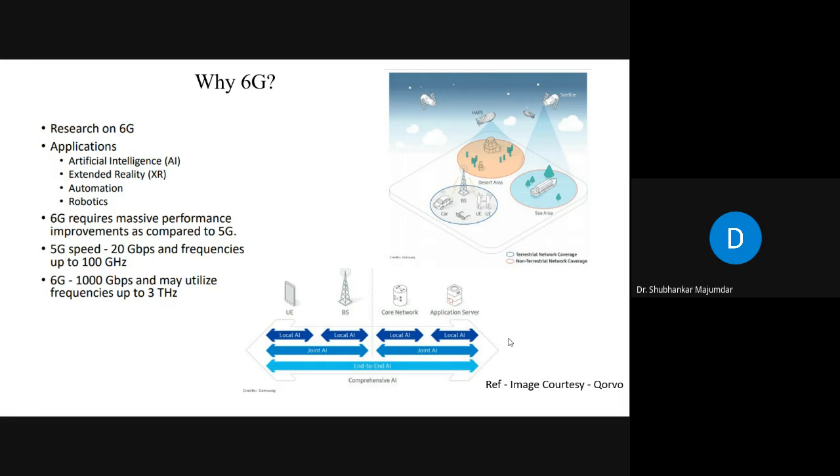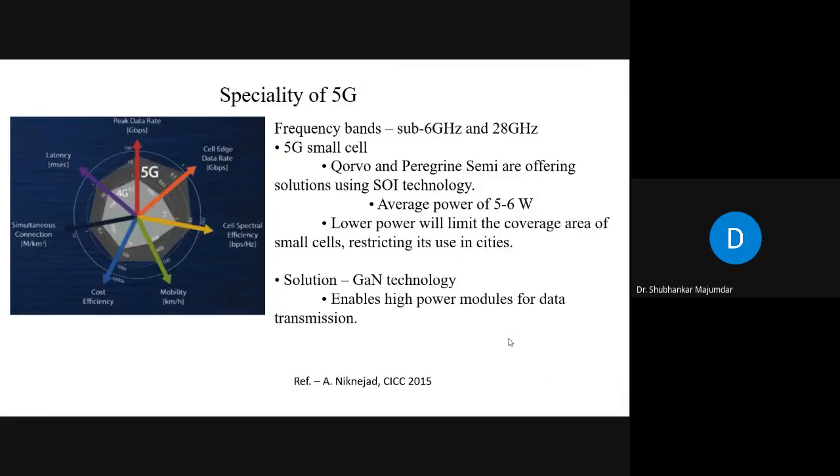Now we will discuss the architecture. Before going to that architecture, we have to see that in 5G, cost efficiency, mobility, continuous connection, latency, peak data rate, cell edge data rate, and cell spectral efficiencies are there.